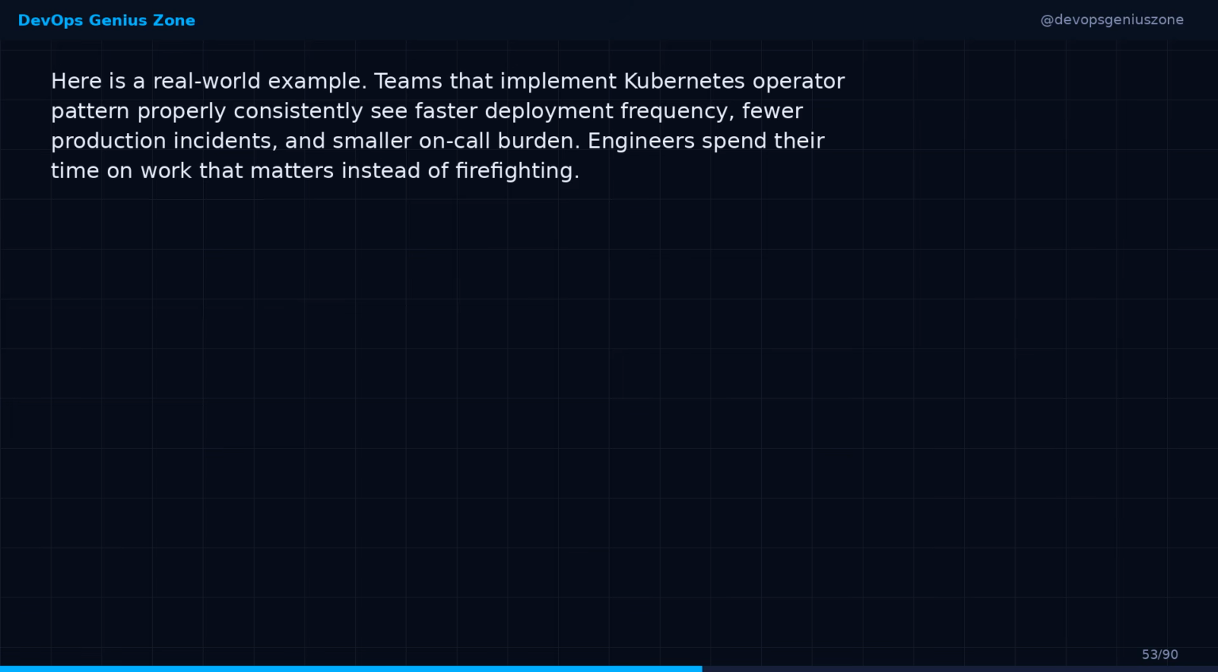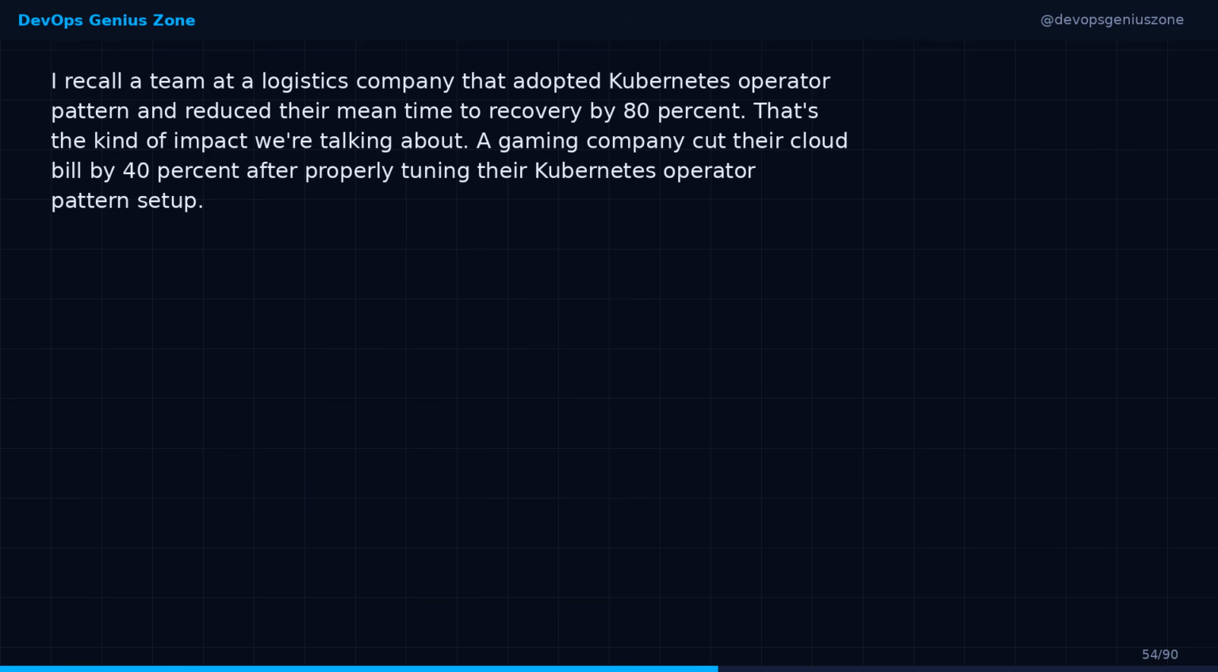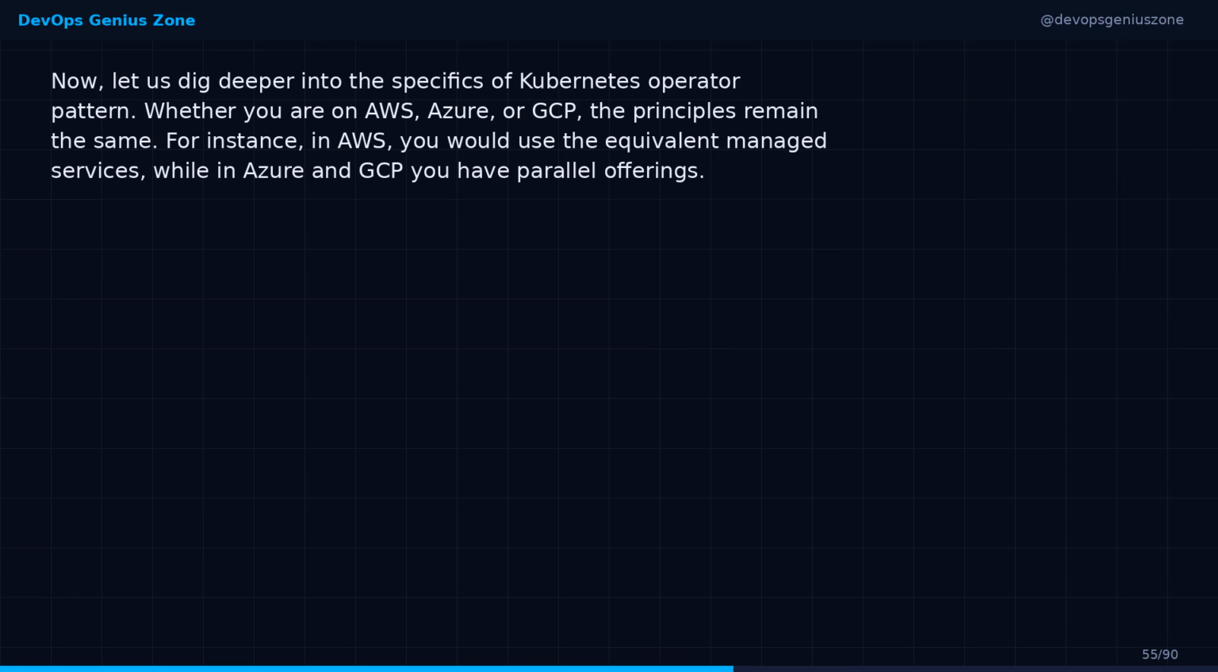Now, let us dig deeper into the specifics of Kubernetes Operator Pattern. Whether you are on AWS, Azure, or GCP, the principles remain the same. For instance, in AWS, you would use the equivalent managed services, while in Azure and GCP you have parallel offerings. But regardless of the cloud provider, Kubernetes Operator Pattern enables you to ship features faster, recover from failures in minutes, and scale your infrastructure dynamically. If you're running on premises, tools like OpenStack or VMware can integrate similarly, though the patterns remain identical.